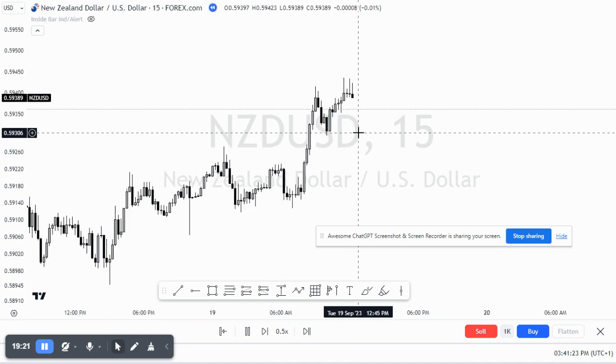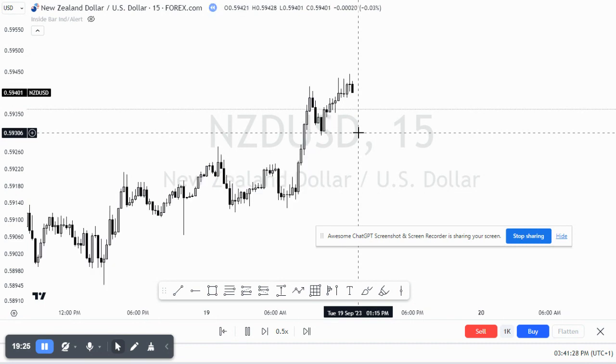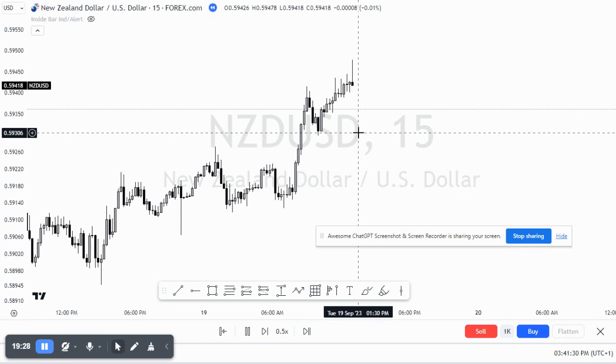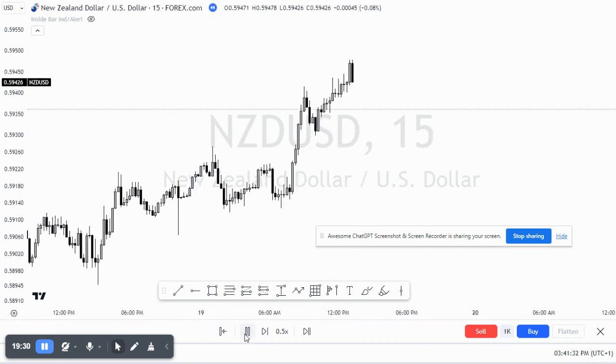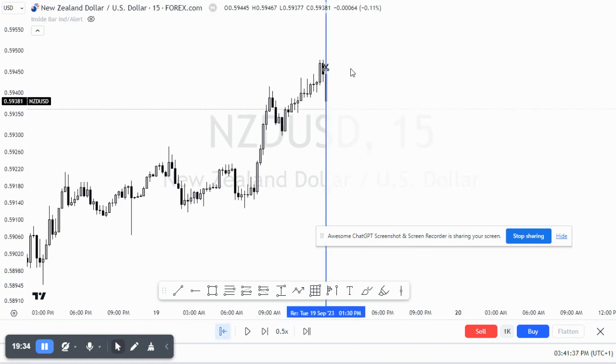All right. So now let's see if it switches to a bearish market. So let's keep watching to see what happens. So take a look at this. Take a look at this candle, guys. Take a look at this.